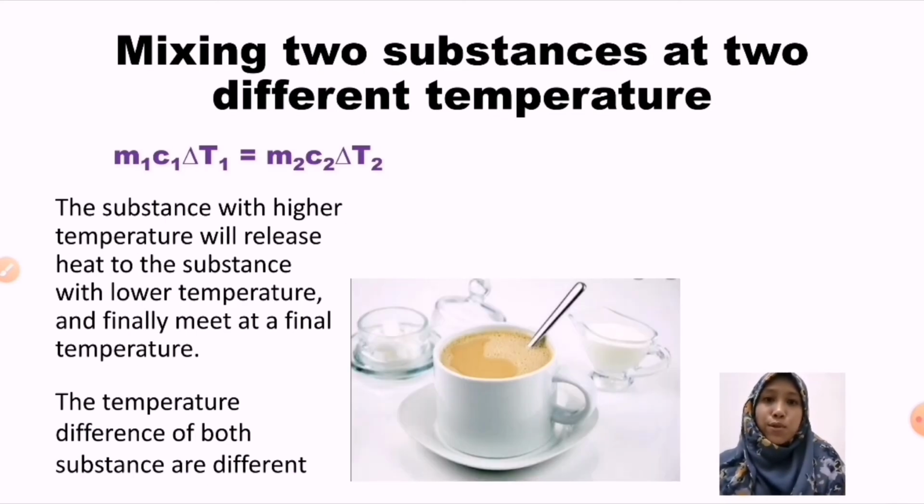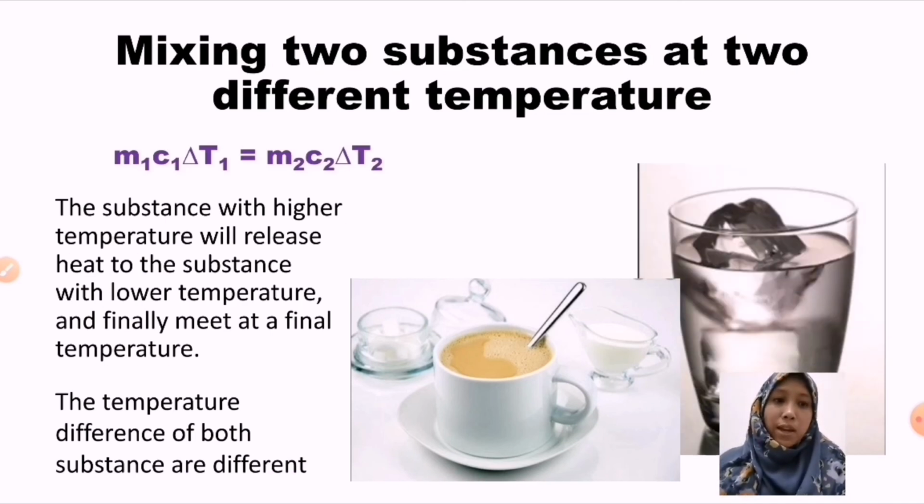So ini contoh-contoh mixing two substance at two different temperature. Contoh kita masukkan sudu ke dalam air teh susu yang panas. So kat sini susu ni panas, dia akan release heat, manakala sudu akan absorb heat. Nanti sudu tu akan ada final temperature lah.